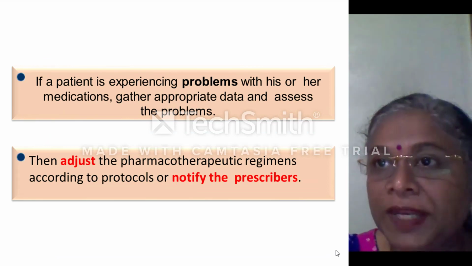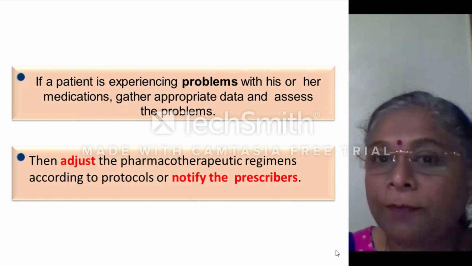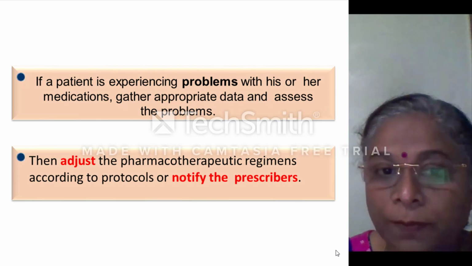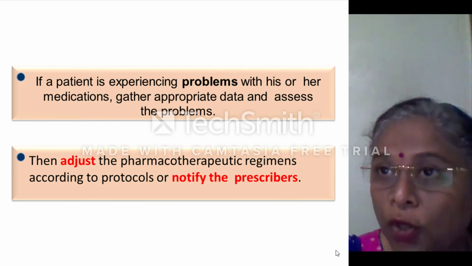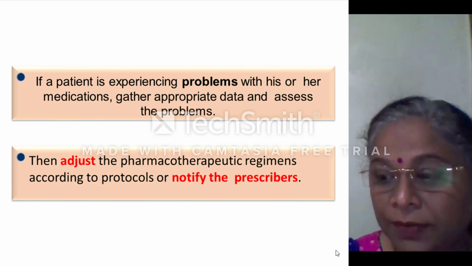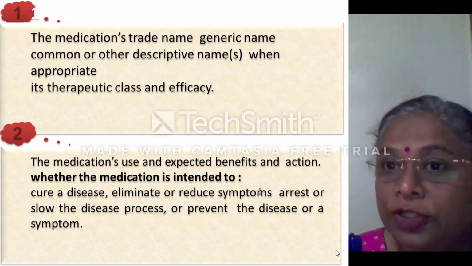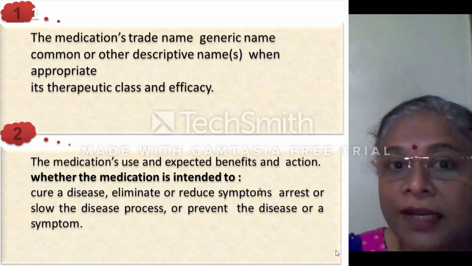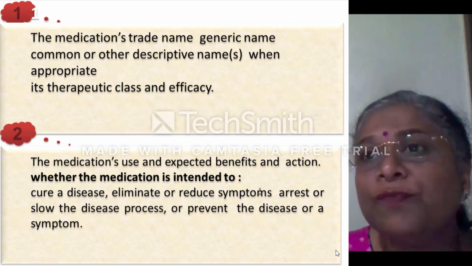If the patient is experiencing problems with his or her medication, then you are the one who will gather the appropriate data, assess that entire problem, and adjust his entire therapeutic regimen according to the protocol. If that is not allowed in that particular setup, then you have to notify the prescriber what modified therapeutic regimen can be prescribed. The medication's trade name, generic name, common or other descriptive names, its therapeutic class, and what its efficacy is going to be, all these things can be discussed with the patient.